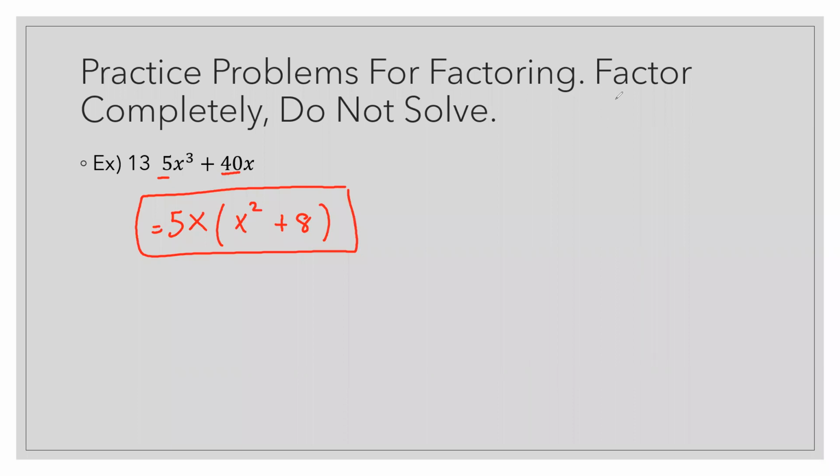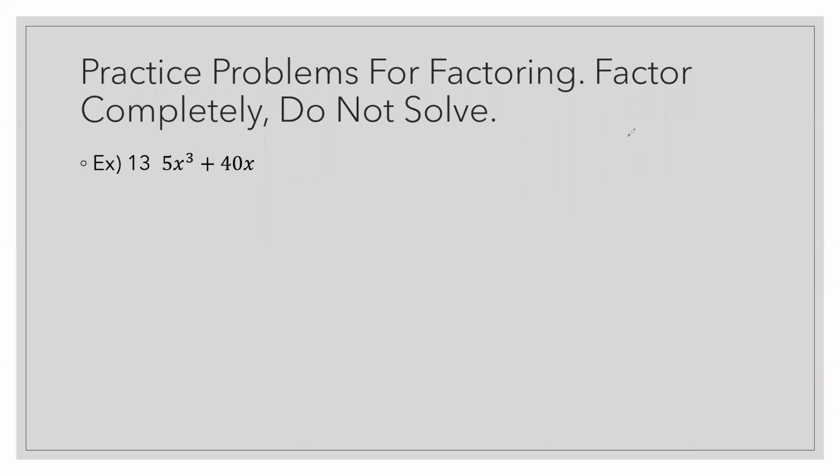Okay, let's move on. Example 14, there was an error on example 14. It should not be n squared plus 64 because that will not be factored at all. It's actually supposed to be n squared minus 64. So this is the correct problem.